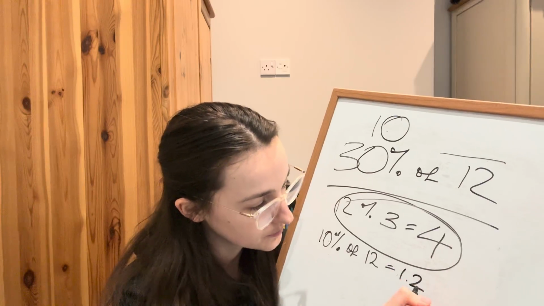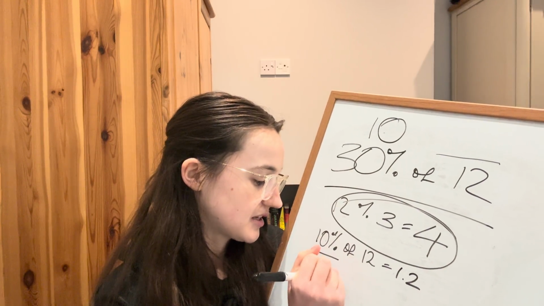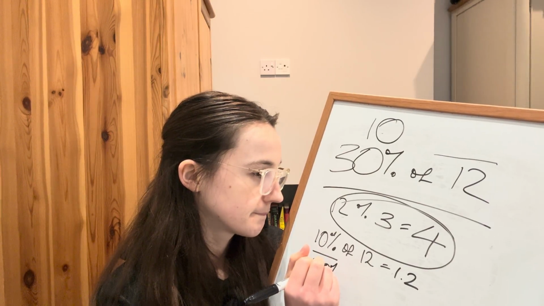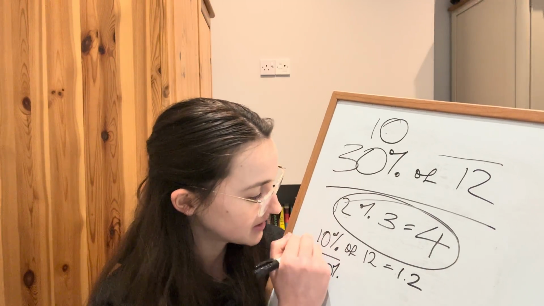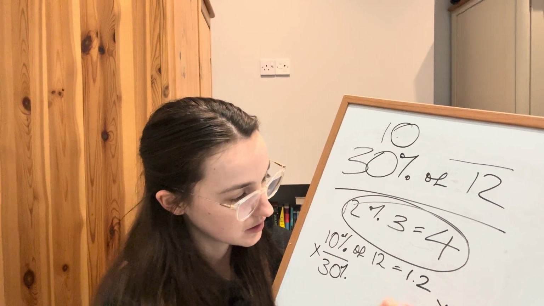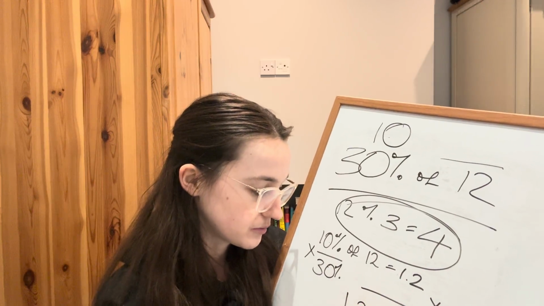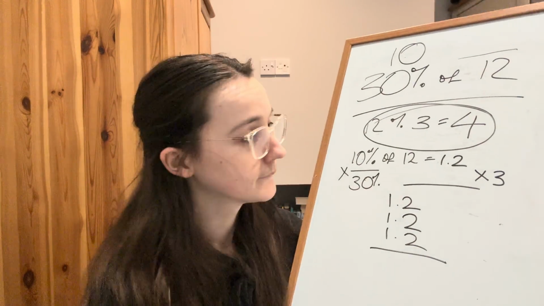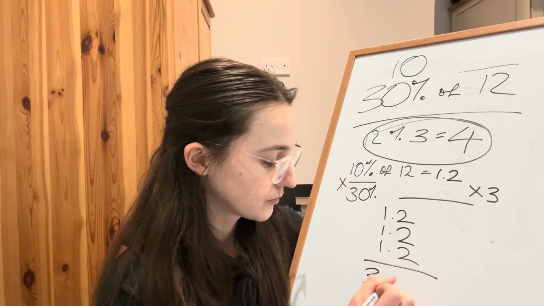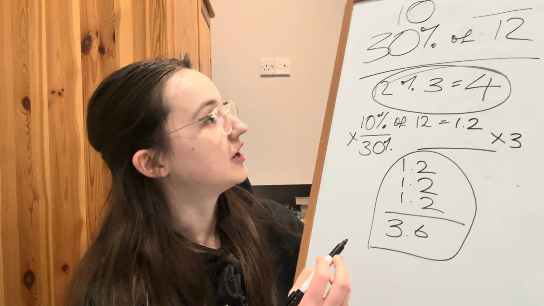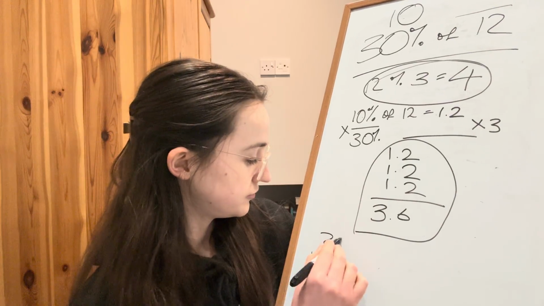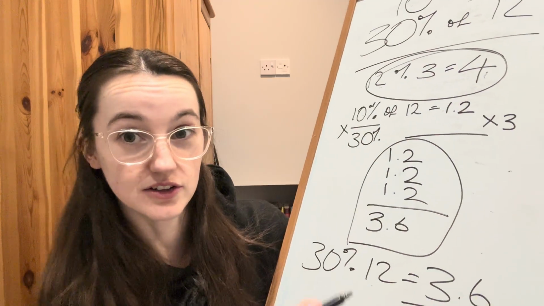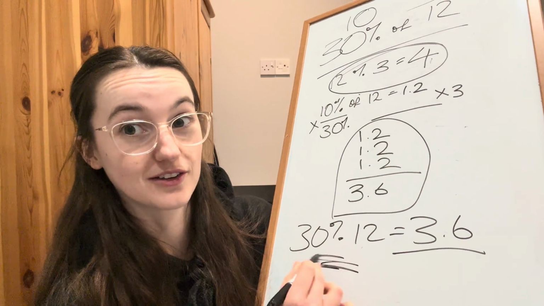It's 1.2. Okay. Now, because we need 30%, so we need to times that by 3. So what are we going to get? So you could do 1.2, 1.2, 1.2. What do you get? So 30% of 12 is 3.6. It's not 4, okay? You wouldn't do that, you would do this. This is the correct answer.